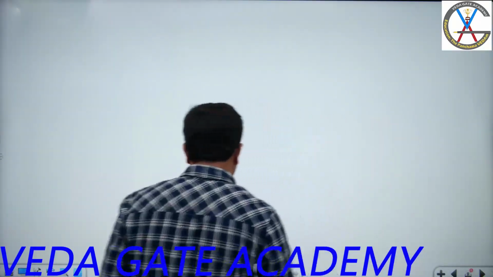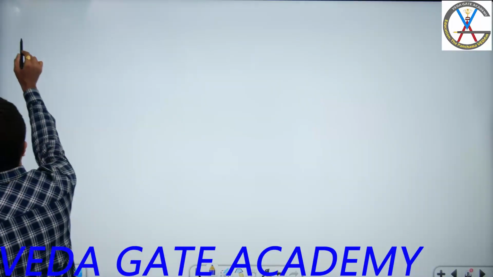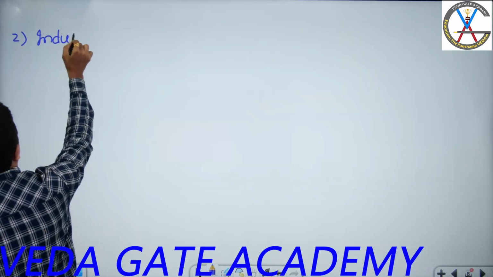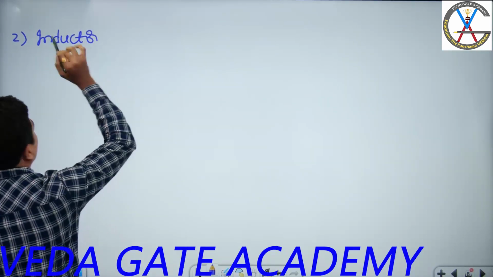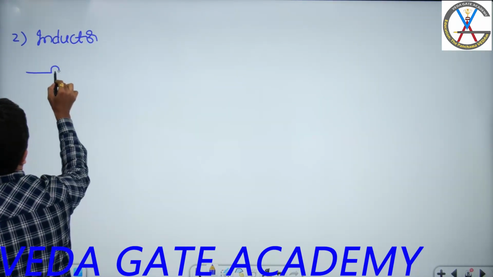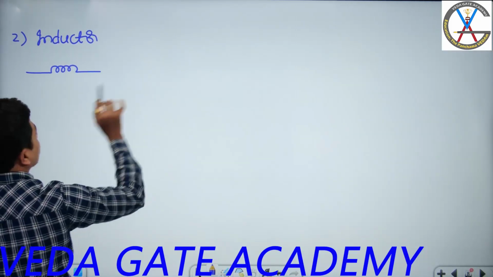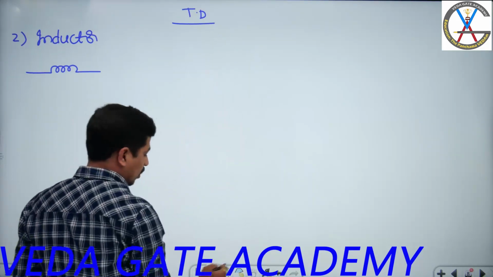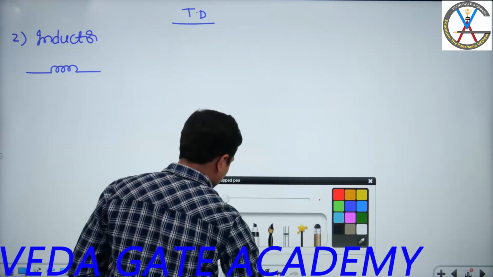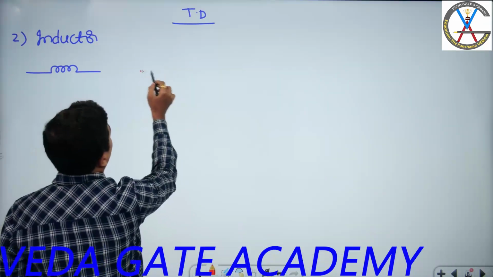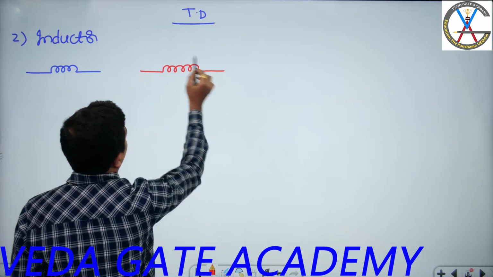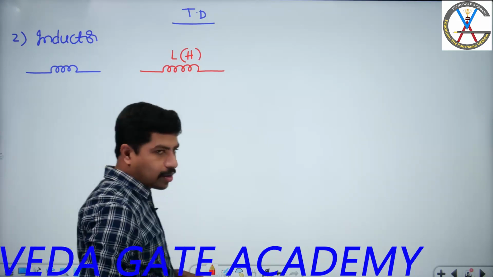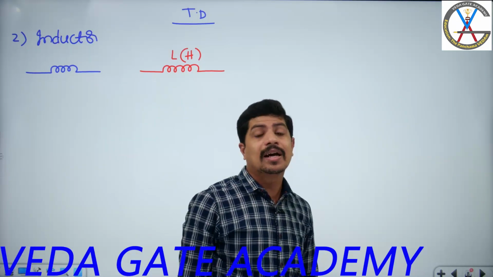Now come on here. Let's go for the second element, that is the inductor. Now this is very important. How to represent it? This is the symbolic representation in time domain. Let me take the heading here, time domain. This is L. What are the units of L? In networks you might have learned that the units of inductance are henries.